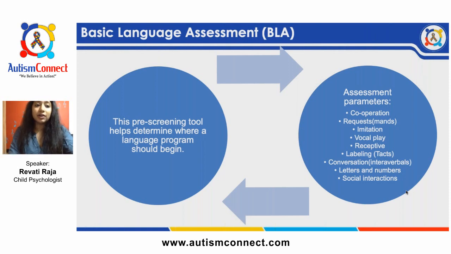Then the BLA also assesses letters and numbers and social interactions that the child is able to do at that particular level. It's a very basic assessment, so it gives you a basic understanding of where you want to start from when you are creating a behavioral intervention plan for your child or for the child you're working with.